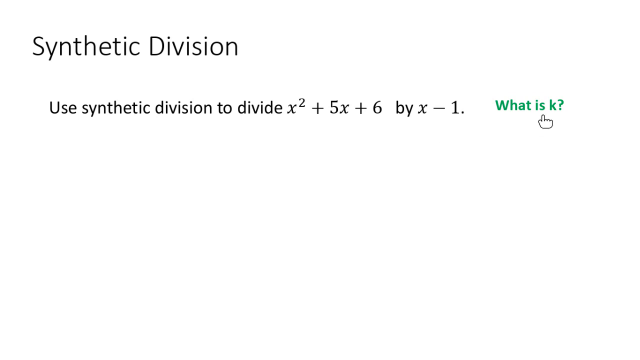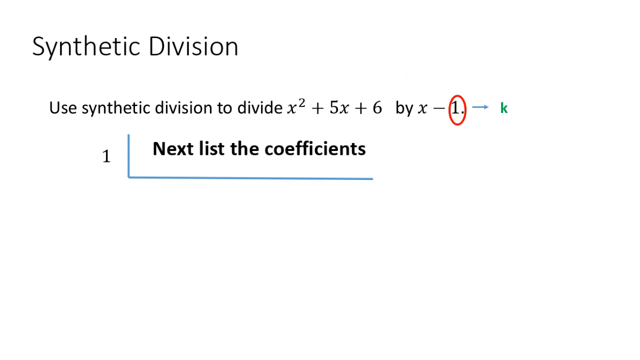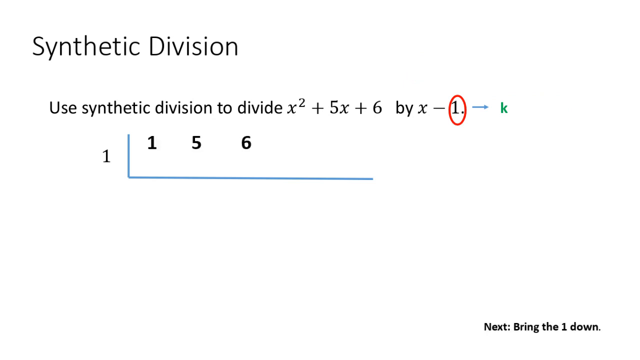And then we need to identify what k is. Remember, k is what we're subtracting from x. So here k is going to be 1, and we write down the 1 on the left side. Then we list all the coefficients. The coefficient of x squared is 1. The coefficient of x is 5, so I write it down here. And then my constant is 6.